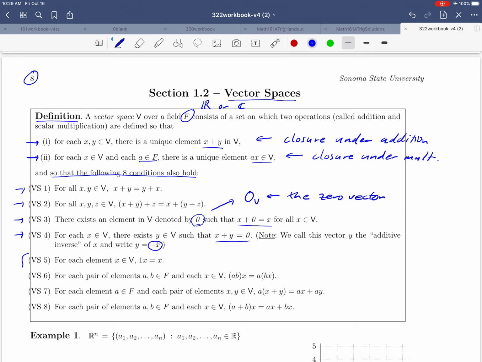I'll leave it to you to read the rest of these properties. But in a nutshell, looking at this definition from top to bottom, a vector space is just a set of vectors where we have two operations, vector addition and scalar multiplication, and such that those operations satisfy these 8 properties. And in future videos, we'll look at some examples of vector spaces.